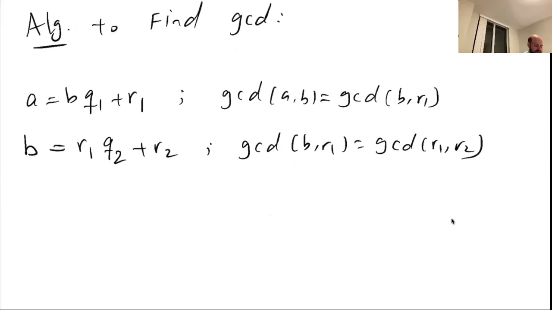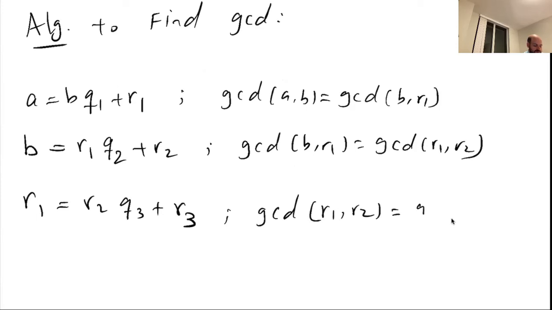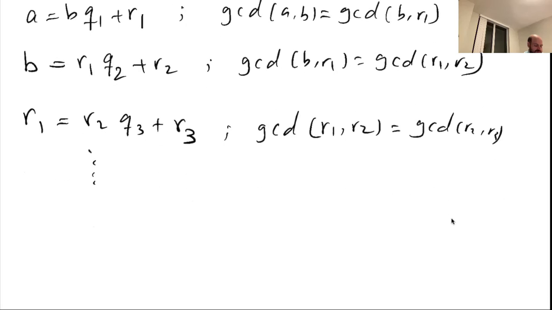And again, I can divide R1 by R2. So by saying that, let's say R1 equals R2 times Q3 plus R3. And then again, GCD of R1 and R2 is the same as GCD of R2 and R3. And we continue this process until we get, let's say, RK equals RK plus 1 times Q, let's say, K plus 2.